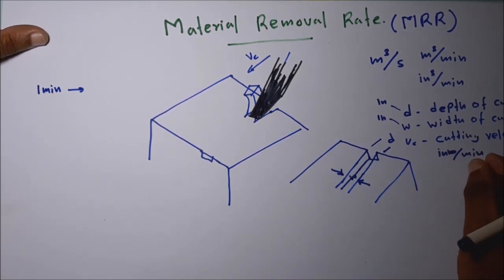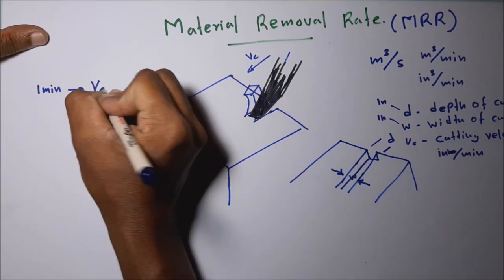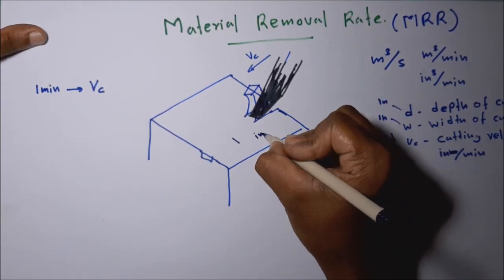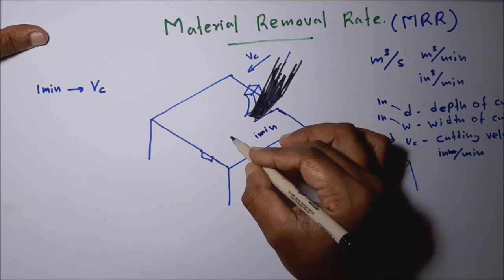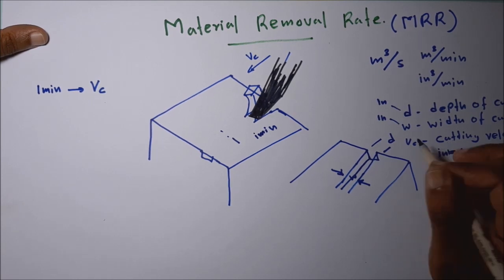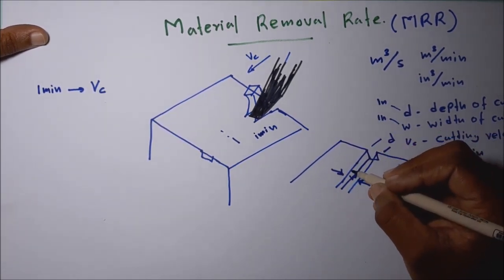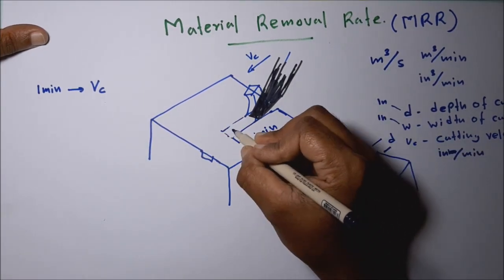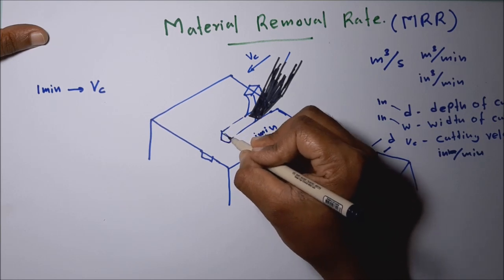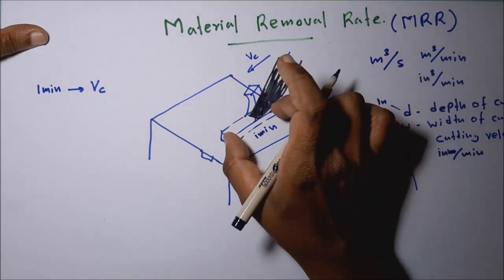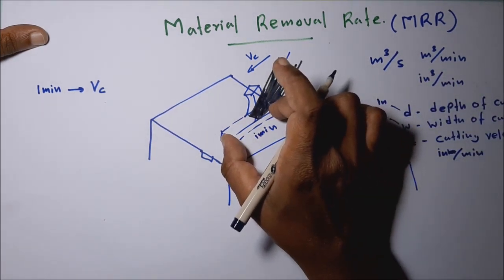So per 1 minute, if you take the 1 minute time, what is the tool travel? It is equal to vc. In a 1 minute period, it comes to this kind of position. That means in 1 minute this much volume is removed from the workpiece. What is the volume of this removed material?